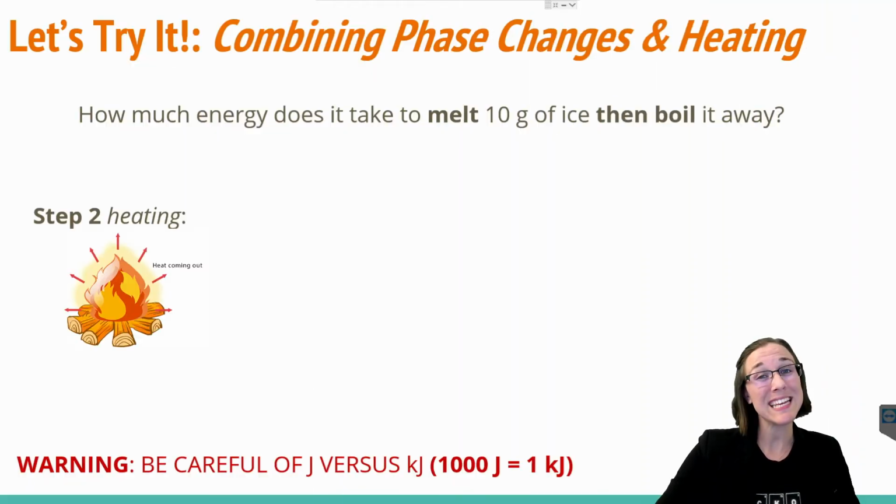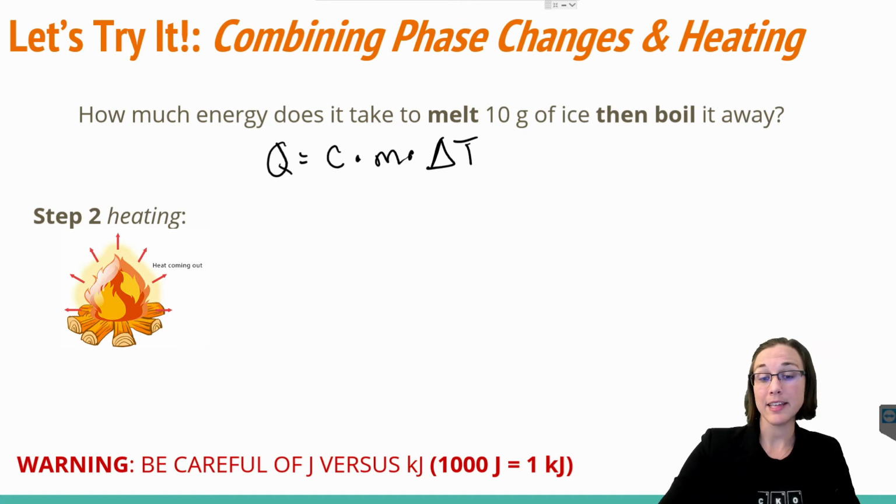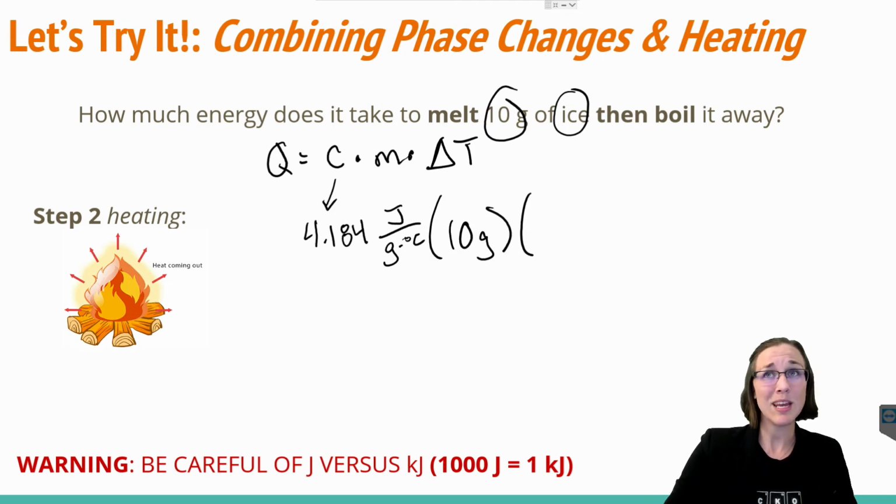Anytime we're going to be heating something, we should think about Q equals C times mass times delta T. In this case, we have water still, it's ice, so we're going to use C as 4.184 joules divided by grams times degrees Celsius, and our mass is 10 grams, heating water entirely from its 0 degrees Celsius to 100 degrees Celsius to boil it. So we would take 100 degrees Celsius minus 0 degrees Celsius where water freezes, and we would end up with 100 degrees Celsius as our change in temperature.